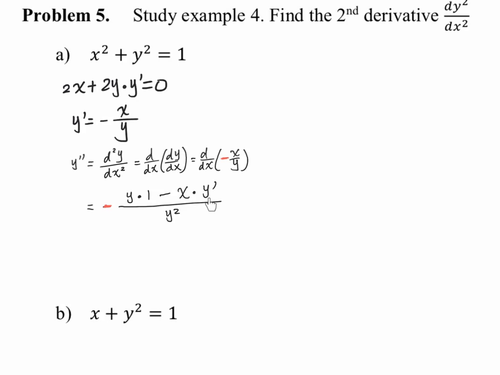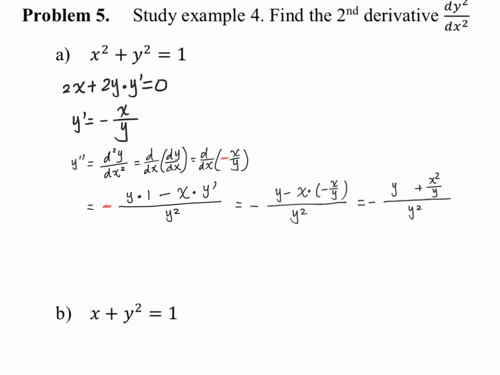Now you're not going to stop here. What is y prime? You already know y prime is this guy, so you should do substitution. So equals negative y squared on the bottom, y minus x times, what is y prime? Negative x over y. Okay, let's continue to simplify, because eventually this will simplify to a very nice result. So equals negative sign, y squared, so this is y minus a plus x squared over y, right?